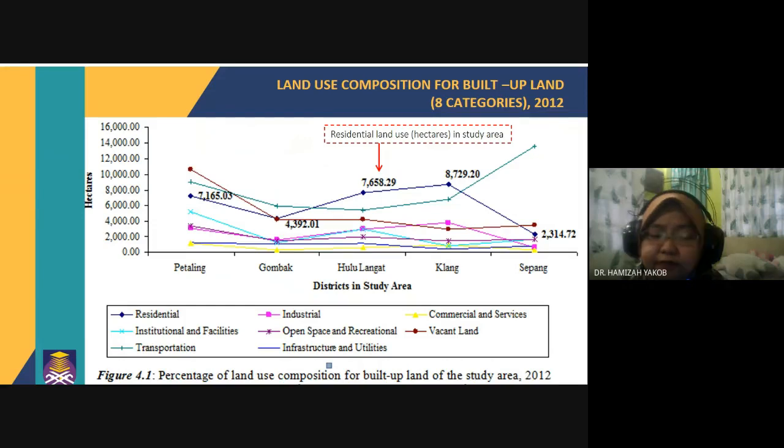So this is some brief on the study area. There are a lot of figures in terms of housing stock, prices and land area, but to make it short, I just show only the brief introduction on land use composition for built up land. In this figure, you can see that residential is among the highest built up land among 8 categories in Selangor, 2012. Basically, districts Hulu Langat and Klang have the highest residential land use in terms of hectares.